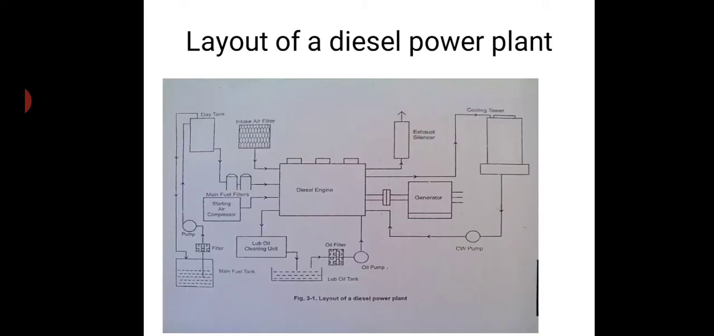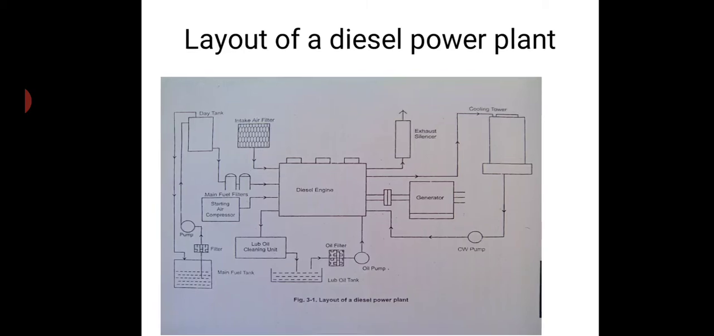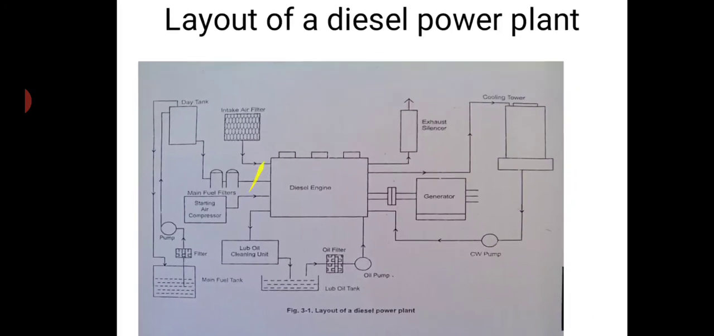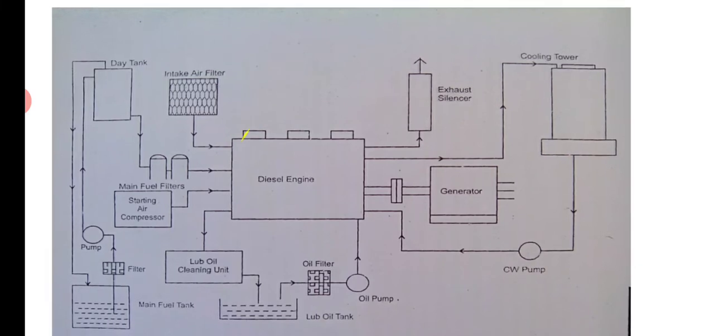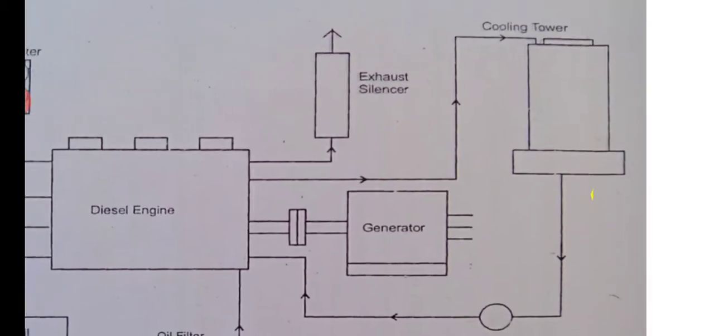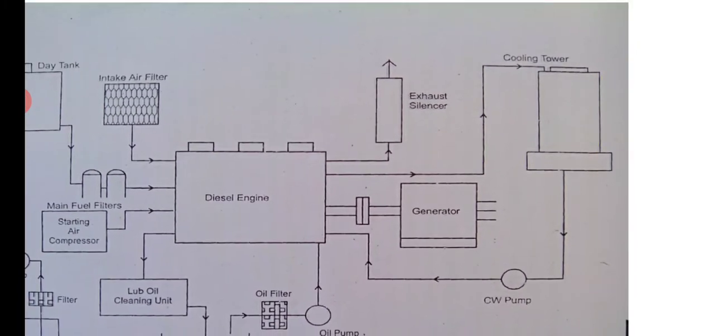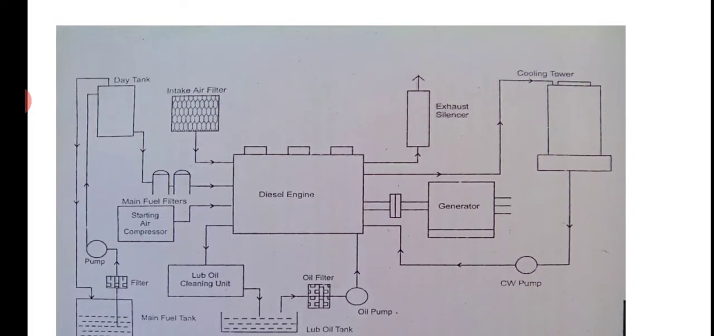Now first we look at the layout of the diesel power plant. Very simple layout it is. You can just imagine this layout. What are the main requirements? To the extreme right you can see the cooling tower. Below that the cooling water pump is there. And the big one in the center is the diesel engine.